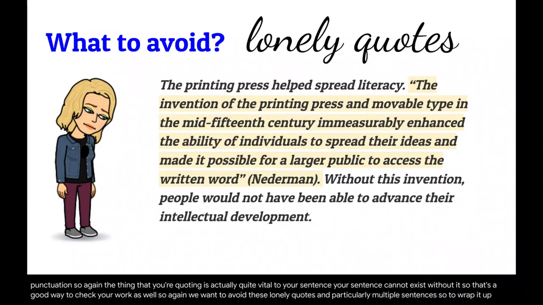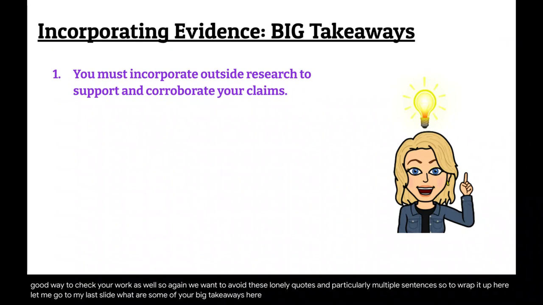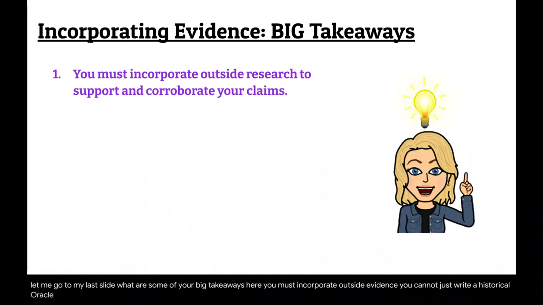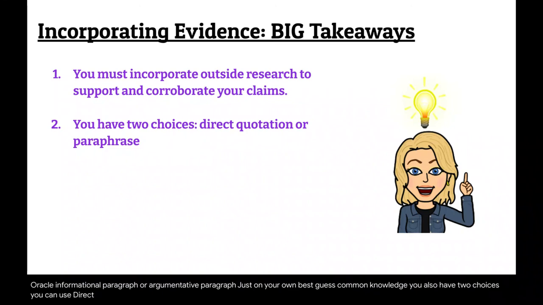So to wrap it up here, let me go to my last slide. What are some of your big takeaways here? You must incorporate outside evidence. You cannot just write a historical informational paragraph or argumentative paragraph just on your own best guess common knowledge. You also have two choices. You can use direct quotation and paraphrase. The best pieces of academic writing incorporate both of these in a balanced way.